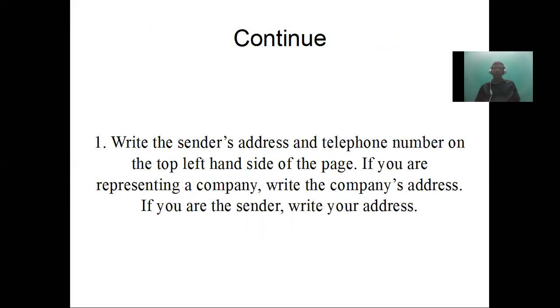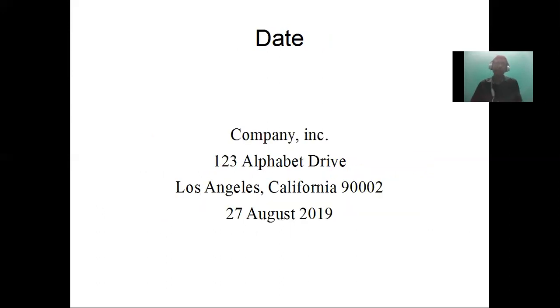If you are representing a company, write the company's address. If you are not the owner of the company but a representative of that company, you can write the company's name and address also, as it has been written in my examples in the previous slide. If you are the sender, write your address. If you are the direct owner, or the main person to deal with, the main person to make the contact, then you can write your address, because you are the main representative, the main person to make direct contact with that particular institution or office. So you can give your address directly.